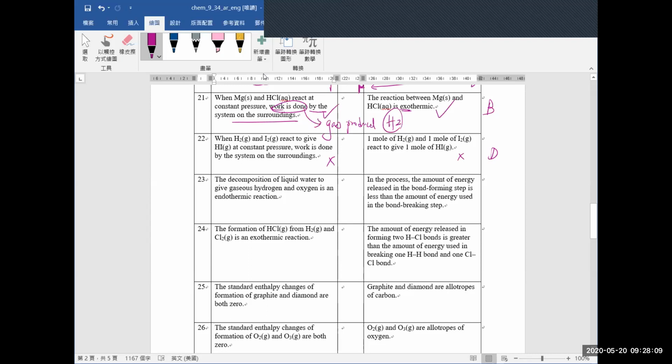Now, how wrong are they? The first statement: hydrogen and iodine react to give HI at constant pressure. Work is done by the system on the surroundings? It's wrong. It's just exam skills. You know that the second statement is wrong, so the only choice for making the second statement surely wrong is D. So you just chose D. But that is what I would like to ask you: why would you think that the first statement is also wrong? It's not by exam skills, please.